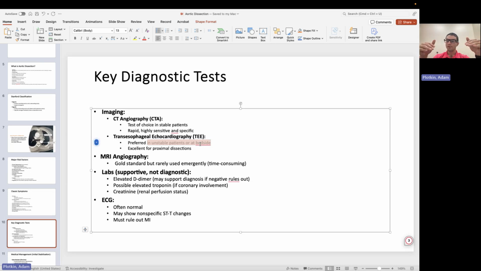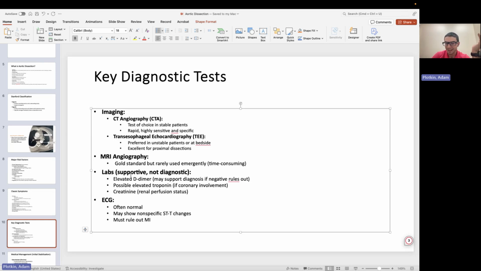So again, first line for a stable patient with suspected aortic dissection: CT angiogram. First line for a patient with suspected unstable aortic dissection: TEE, usually on the way to surgery or in the OR itself. MRI angiography is the gold standard, but remember, MRIs take a long time. CTs are really quick, TEEs are really quick. So in theory, MR angiography is the gold standard, but we're never going to do it. It's going to be CT angiogram if the patient's stable, TEE if they're unstable.